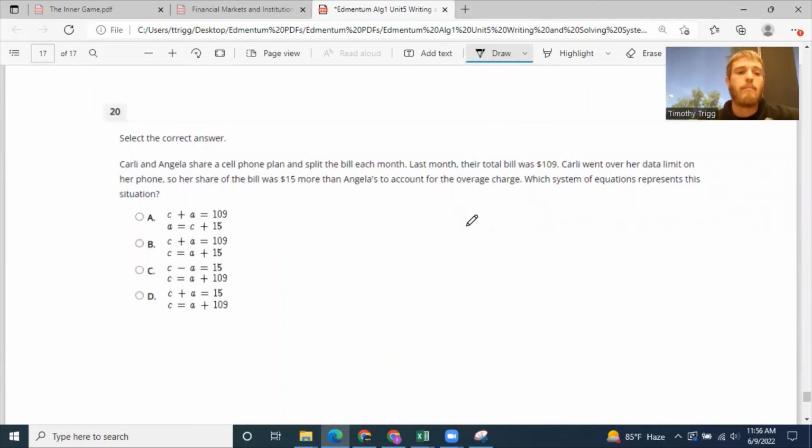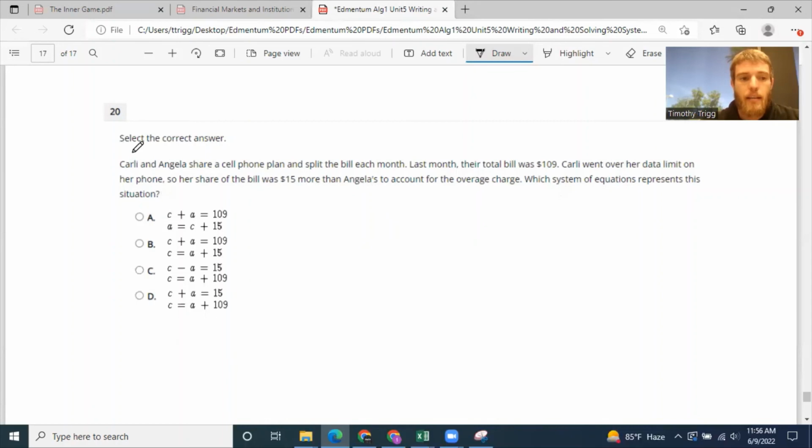Okay, last question. Carly and Angela share a cell phone plan and split the bill each month. Last month, their total bill was $109. Carly went over her data limit on her phone, so her share of the bill was $15 more than Angela's to account for the overage charge. This is back in the day when you had a certain number of minutes. Okay, which system of equations represents this situation?